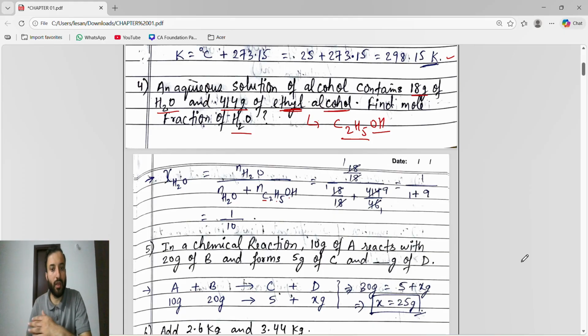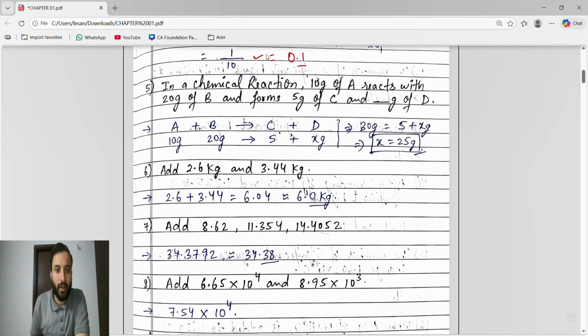In your classes, during PU board and all, you know how to find the formula mass and molecular mass. So guys, see, 18 will get cancelled, you will get 1. Again 18 will get cancelled, you will get 1. Now 46 into 9 is 414, so 414 divided by 46 means 9 times. So numerator is 1 by denominator 1 plus 9, so 1 by 10. Depending upon the option, if 1 by 10 is given, we'll write 1 by 10, otherwise 0.1. That's it.